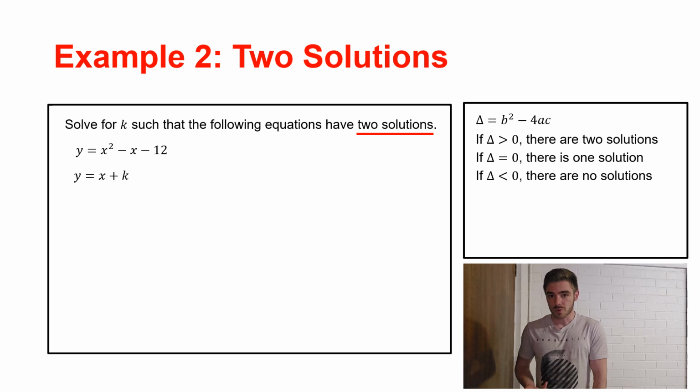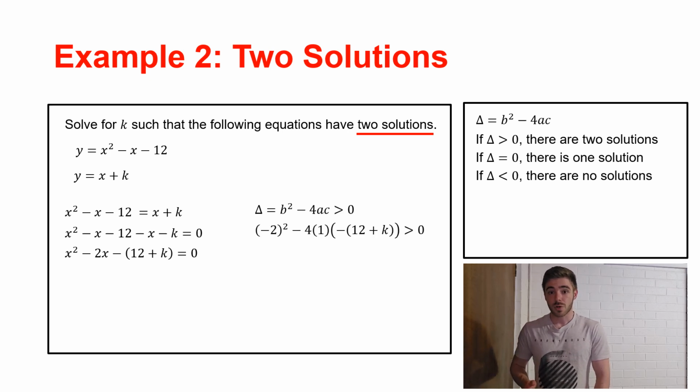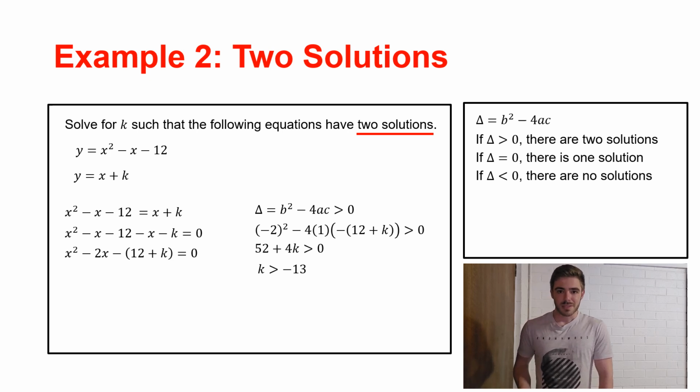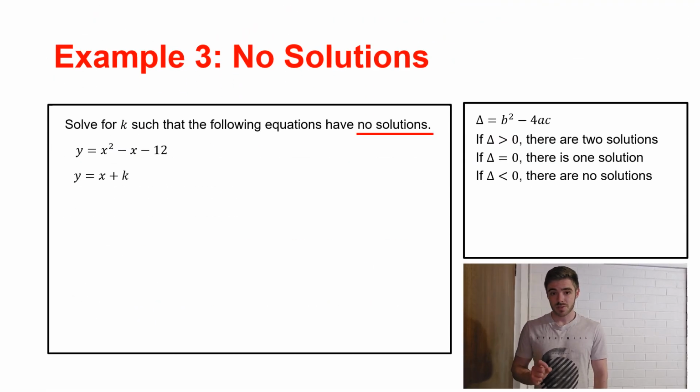Alright, same set of equations, but different question. This time we want two solutions, which means our discriminant needs to be greater than 0. So we just follow the same steps as before. Equate the equations, simplify everything onto the same side, and then find the discriminant. But this time we set that discriminant to be greater than 0. We're now solving an inequality, but it is still just a linear inequality, so there's nothing too special going on. Once we solve our inequality, we're going to find that k is greater than negative 13.